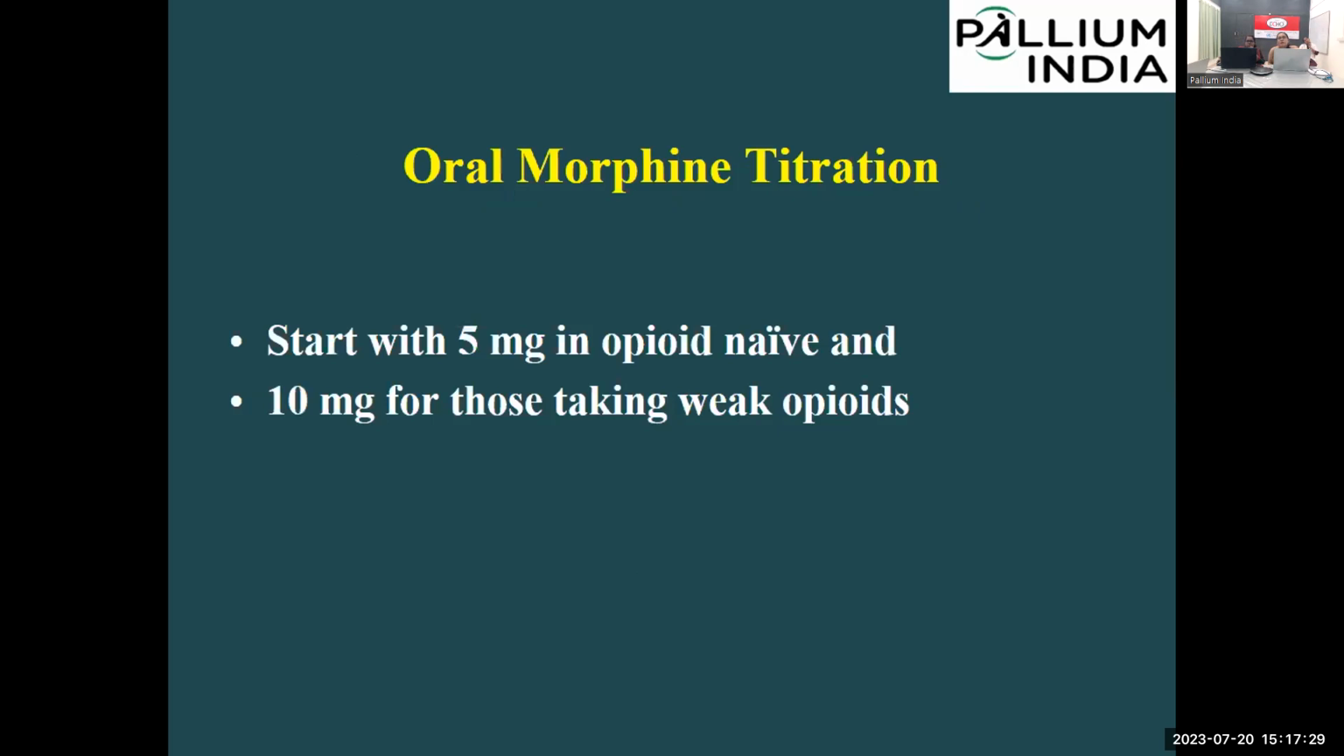In patients who are new to opioids, when the patient has moderate to severe pain and we are planning to start them on opioids, we usually start with 5 milligram of oral morphine. That is 5 milligram every 4 hourly and 10 milligram at night, and SOS 5 milligram. Suppose the patient is already on weak opioids, then we usually start with 10 milligram. That is what the literature says. But usually we might not need 10 milligram. In our practice, we do start with 5 milligram itself, and then depending upon the response to the pain, we titrate the dose.